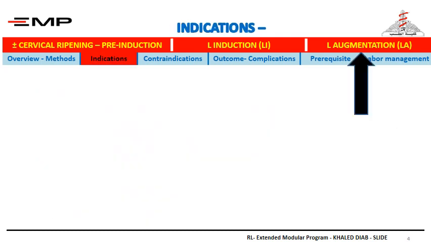As for procedures indication, labor augmentation is indicated to correct uterine dysfunction during labor to increase progress of a spontaneous labor. While cervical ripening methods are interventions used to improve cervical condition to facilitate dilatation once labor is established and increase the chance of vaginal delivery.